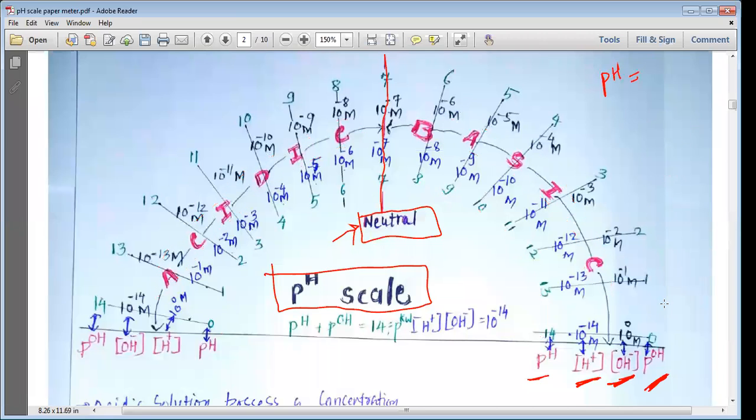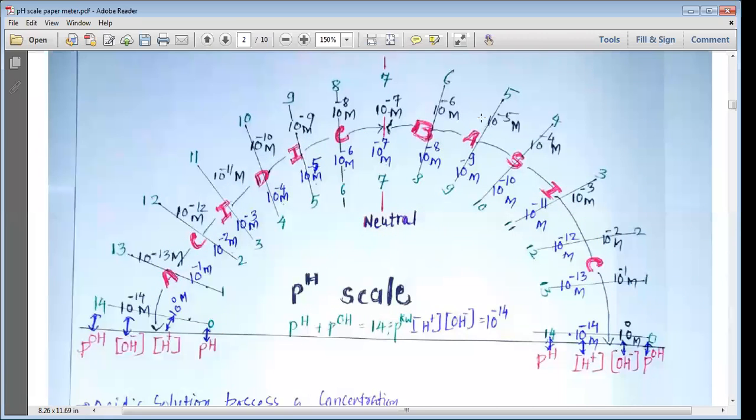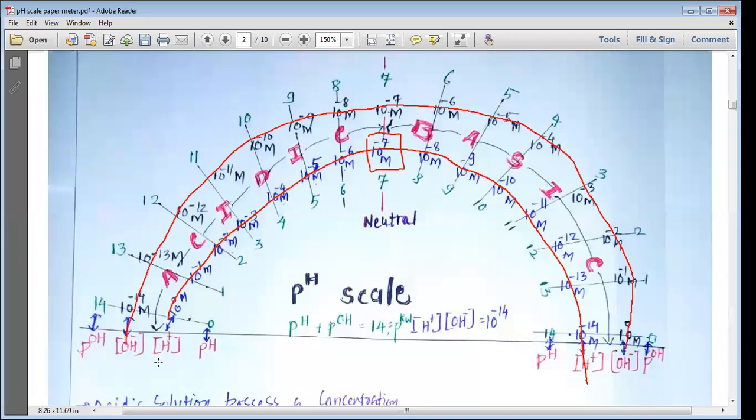Now, when we study the pH scale, we have just seen the concentration of H plus ions. You can see these are all the concentration of H plus ions, and these are all the concentration of OH minus ions. I have written the concentration of H plus ion and the concentration of OH minus ion across the scale.